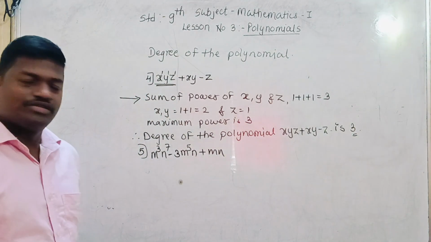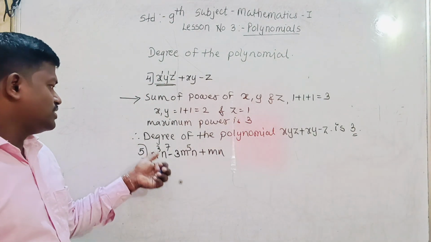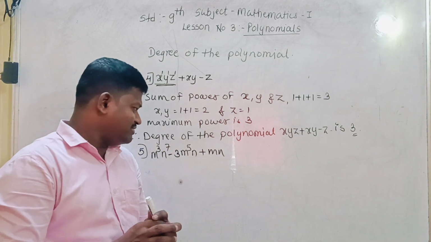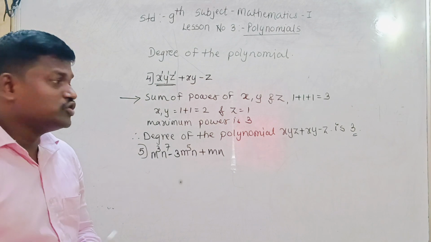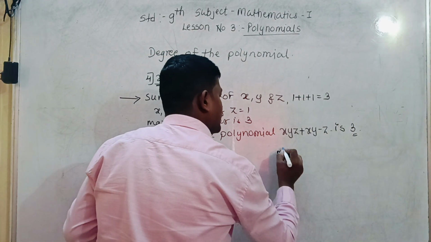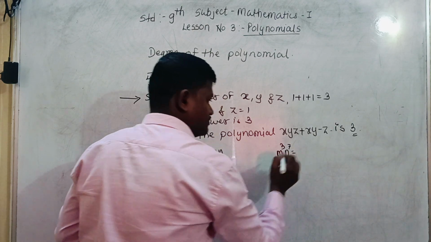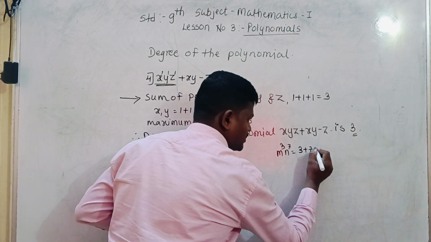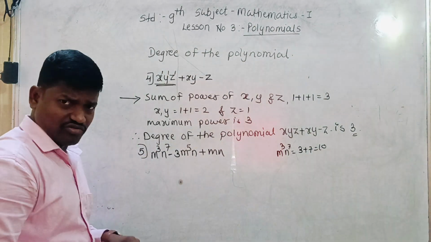Next question. m cube n raised to 7 minus 3m raised to 5n plus mn. So let's check out one by one. For this, m cube n to the 7, the power of m is 3 and the power of n is 7, so the addition is 10. Okay?